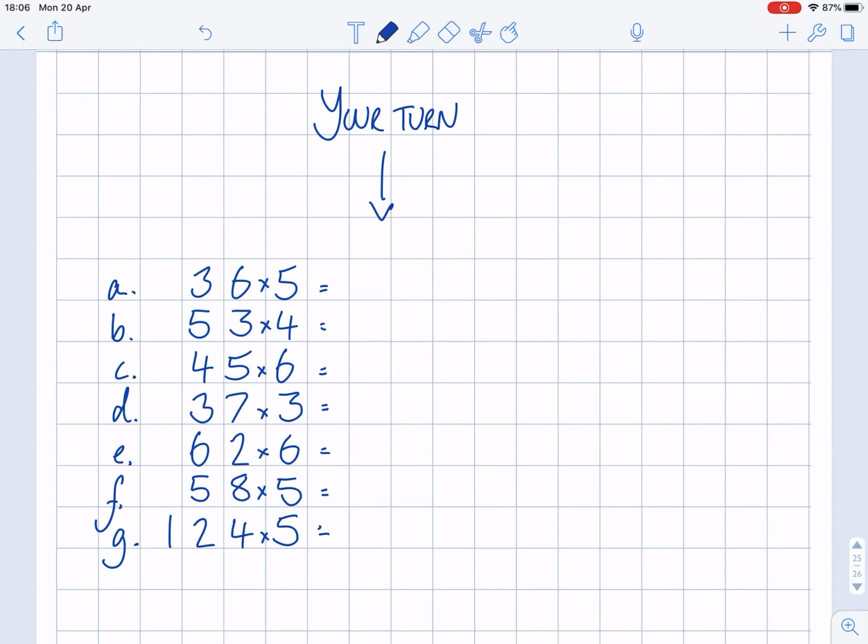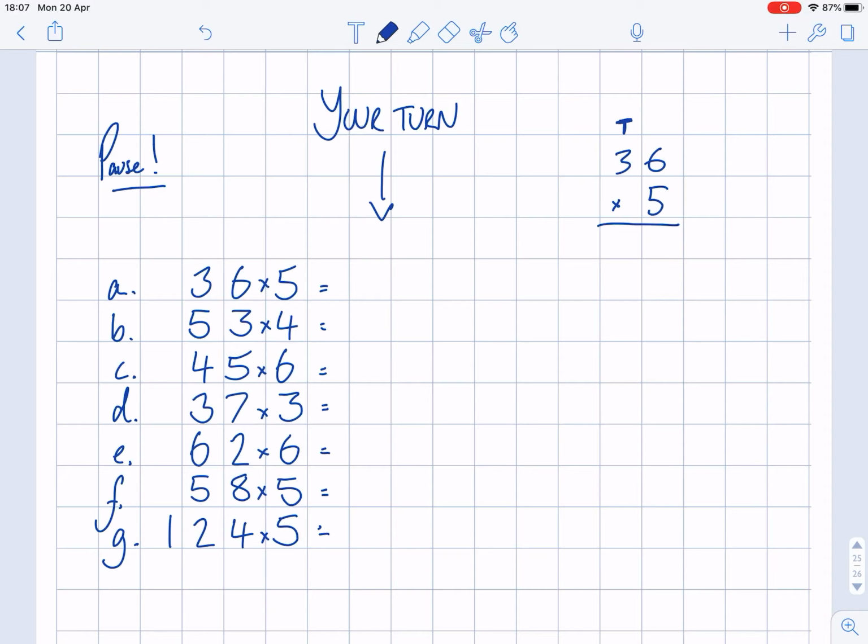So 36 multiplied by 5 is the first one. So remember to always set your sums out like this. And then remind yourself that for your second calculation, it's a 10, not a 3. Okay, so it's 30, not 3. Have a go at them. And then we will go through the answers. All right, so pause now. Try your best. And if you're really, really struggling, and you want to double check an answer, use your grid multiplication method. Okay, so pause now and have a go at these, please.